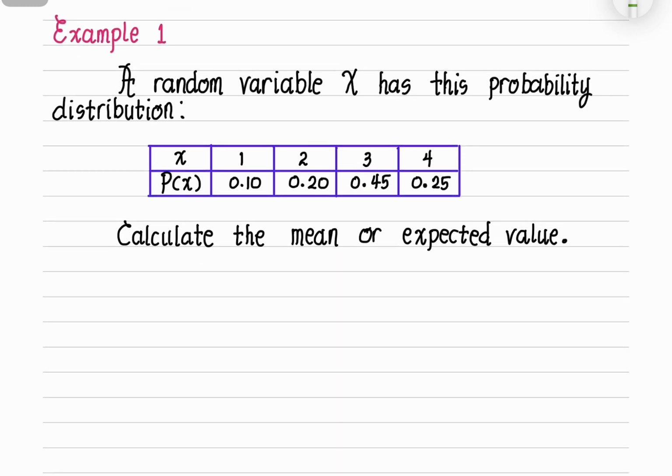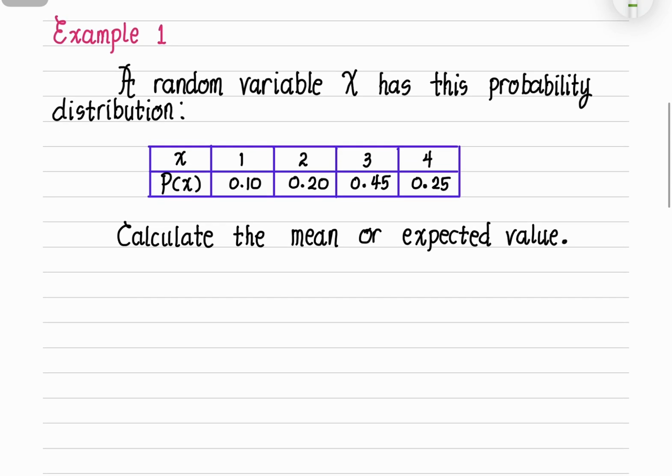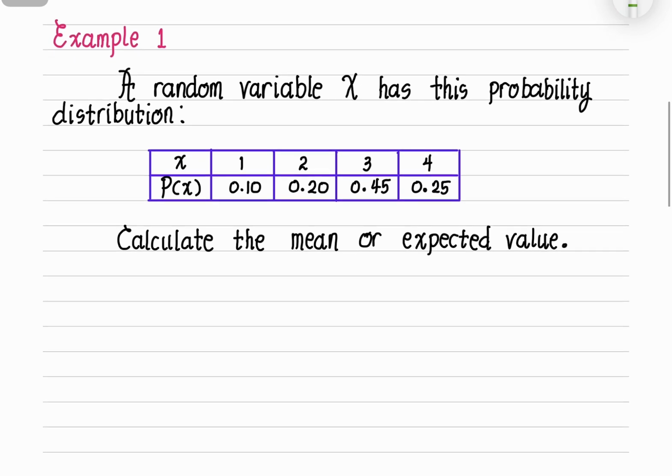Example number 1. A random variable x has this probability distribution. So we have the random variable, which are 1, 2, 3, and 4. And then the p of x, or the probability of x, with its corresponding probability, 0.10, 0.20, 0.45, and 0.25 respectively. Okay. So the question is, calculate the mean or expected value. Actually, yung mean tsaka expected value, halos magkapares lang sila. Okay? So, para masagutan natin yan, we can create another table.